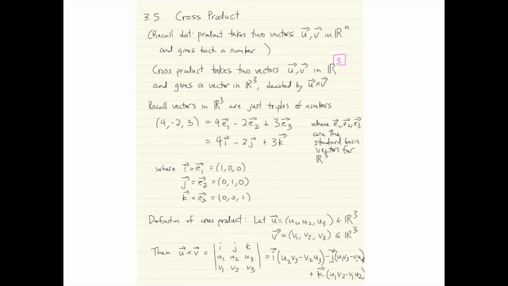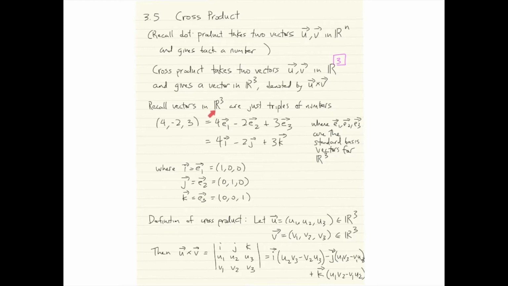In this video, we will learn about the cross product. So recall earlier we learned about the dot product. That's one that takes two vectors u and v in Rn for any n and gives back a number. By contrast, the cross product, which is different, takes two vectors u and v in R3 and gives back a vector in R3, denoted u cross v. So this is a vector, whereas the dot product was a number.